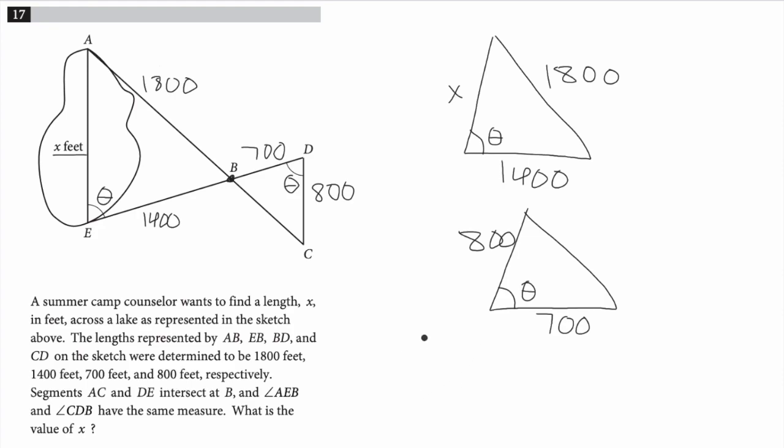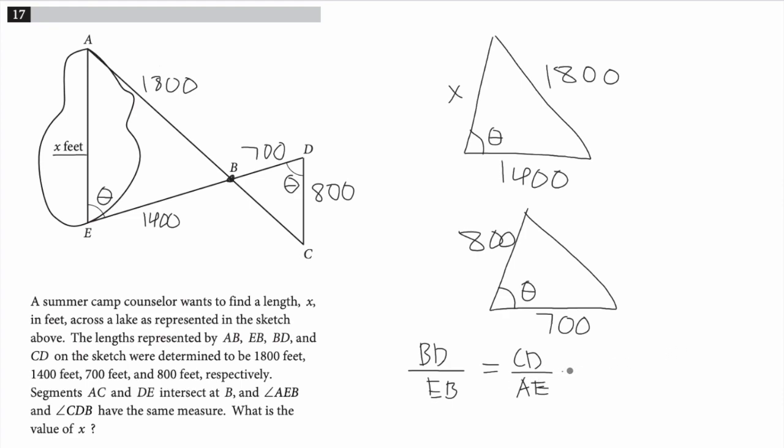So first, let's start with BD over EB equals CD over AE, which is also known as x. I'm just identifying based on the side lengths. So we have 3 of these values. All we need to do is solve for AE.